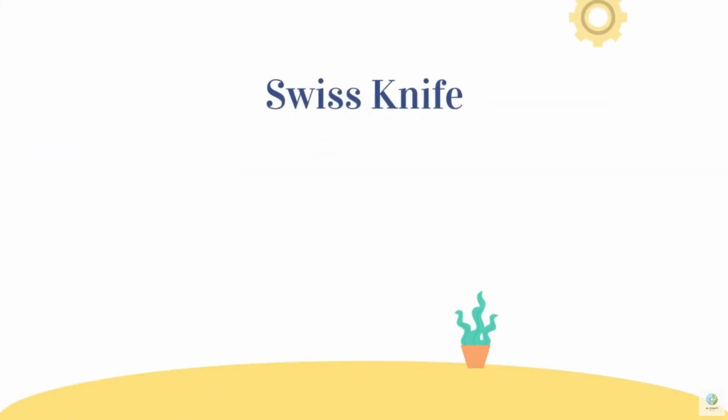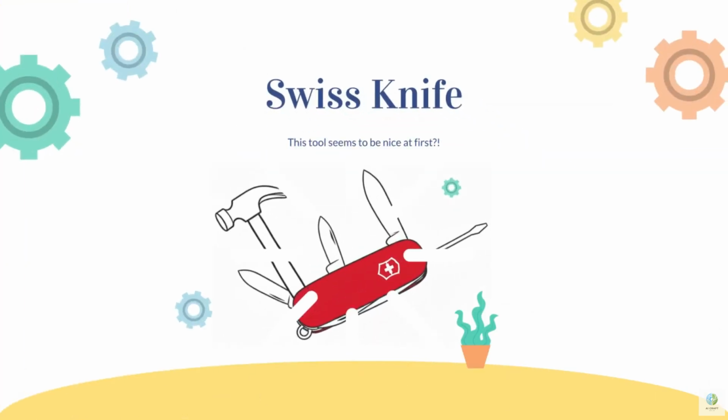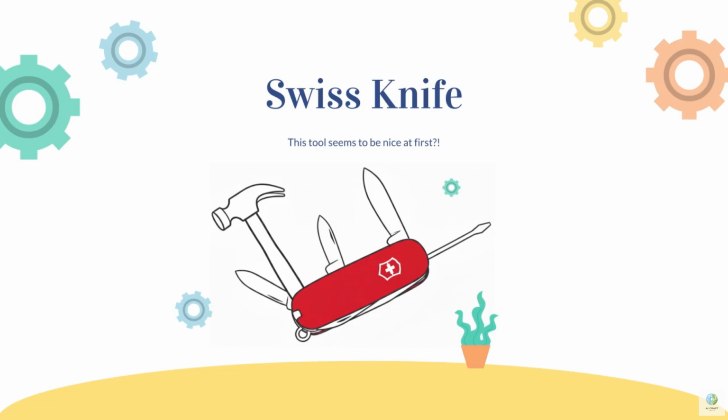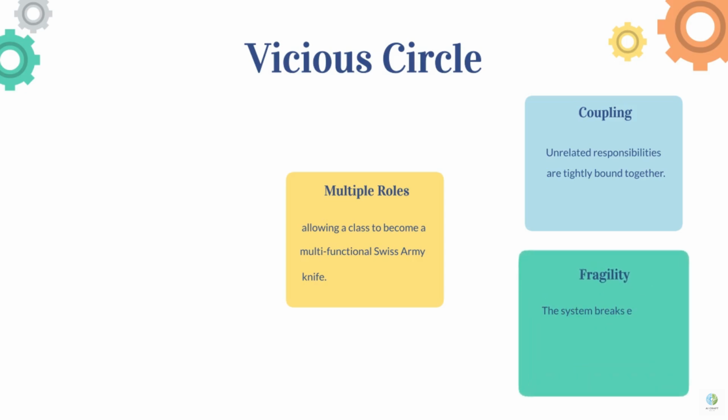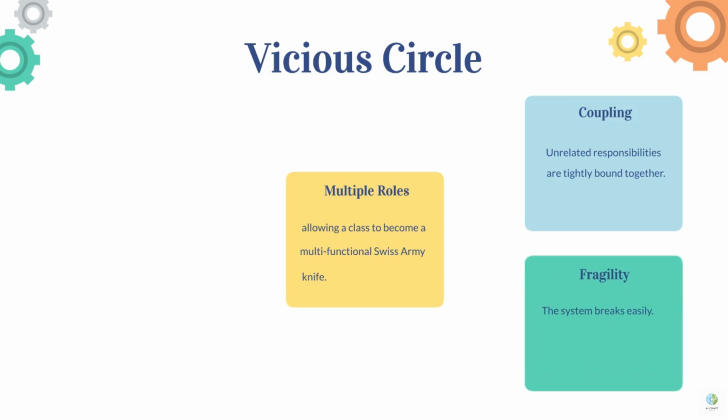When we ignore SRP, our code becomes a mess. This Swiss Army knife approach might seem convenient at first, but it quickly leads to problems. 1. High coupling. Everything gets tangled together. 2. Fragility. The system breaks easily.